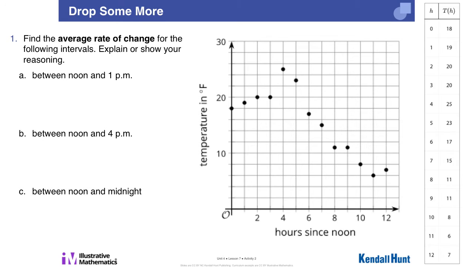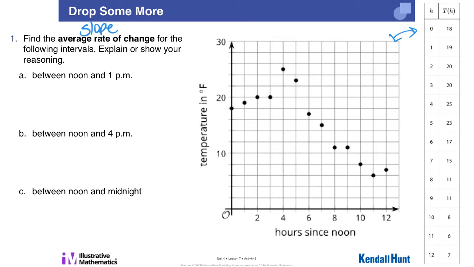Here we have a lot more data about the time, the hours since noon, and the temperature in degrees Fahrenheit for a winter day. And here we have the same data in a table. So these two things are showing the same information. When we're finding the average rate of change, that's going to be the same thing as finding the slope between whatever 2 points we're looking at.